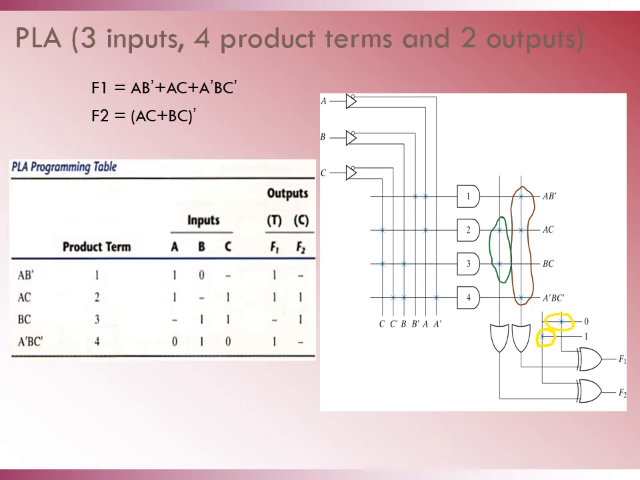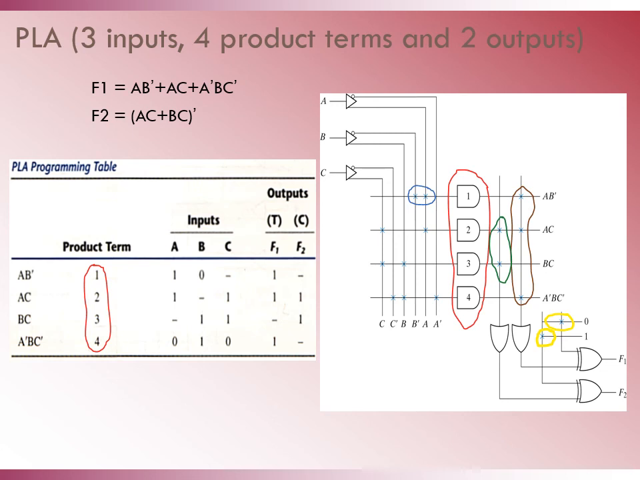Now, to implement the PLA programming table, on the left hand side, we list down all the product terms. So we are writing AB bar, AC, BC and A bar B C bar on the left hand side. We also give a number to each product term, that is 1, 2, 3 and 4. These 4 product terms are coming out from the array of AND gates. Now, referring to the input side, the 3 variables which are acting as input in this case are A, B and C.